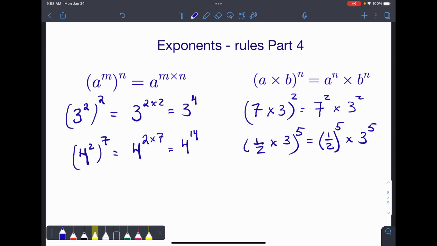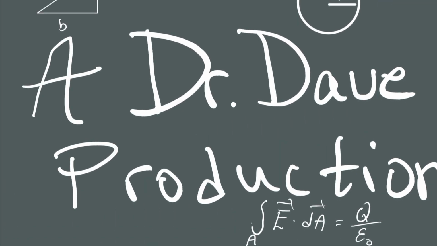All right, these are two rules. We have a power of a power. It simplifies by multiplying the powers together. And we have a power of a product, which is the same as the product of the power of each of those numbers. All right, I hope this was helpful to you as a quick review.